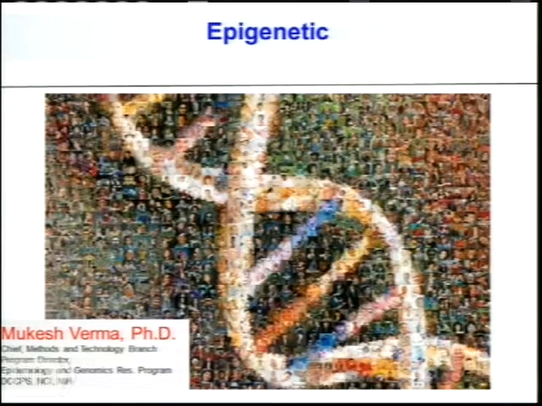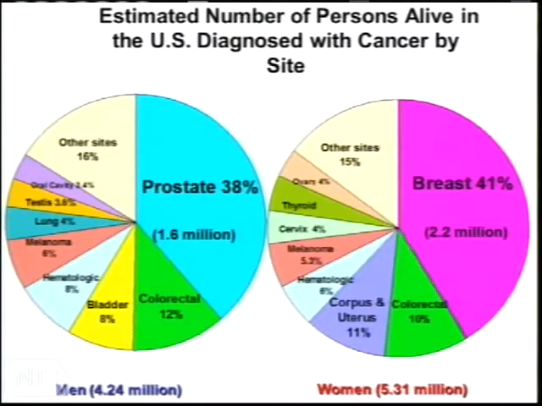So as he mentioned, I am in the Division of Cancer Control and Population Sciences, and my program is called Epidemiology and Genomics Research Program. And I am a program director and branch chief there. So I will talk about epigenetics, and we are in the Cancer Institute.